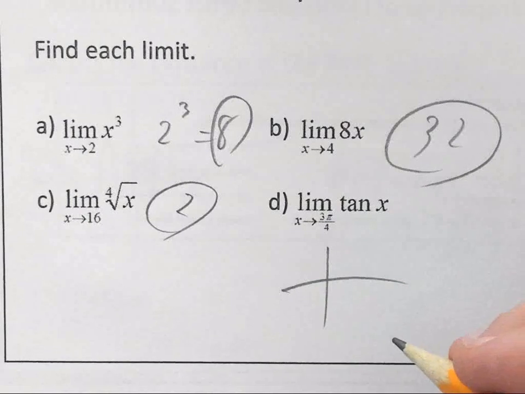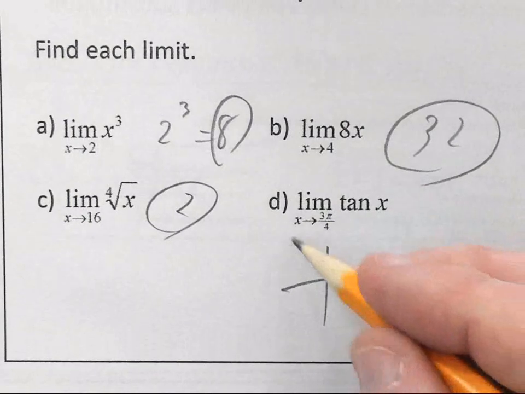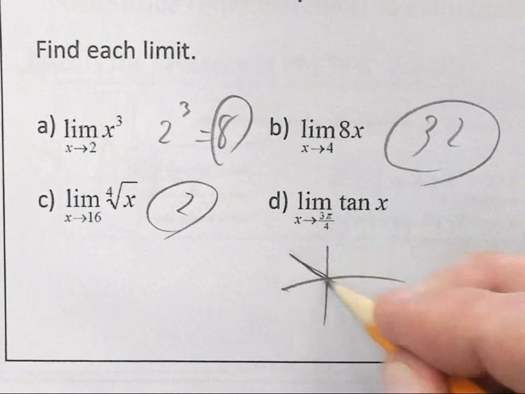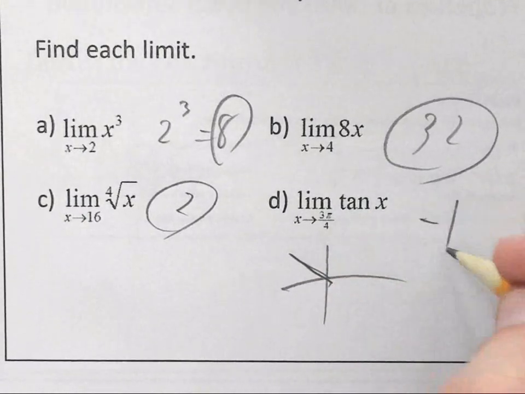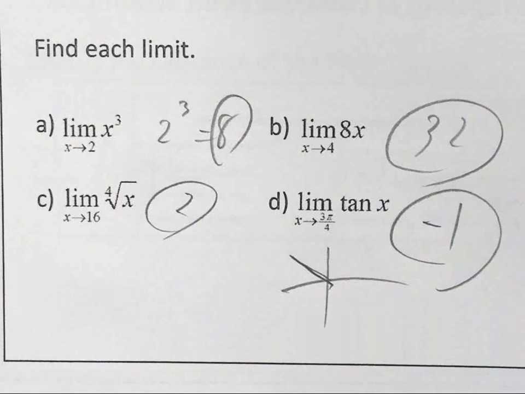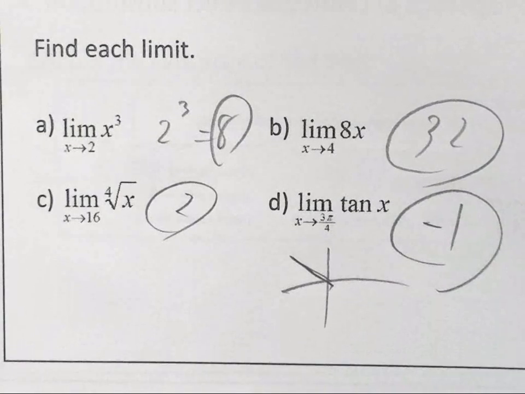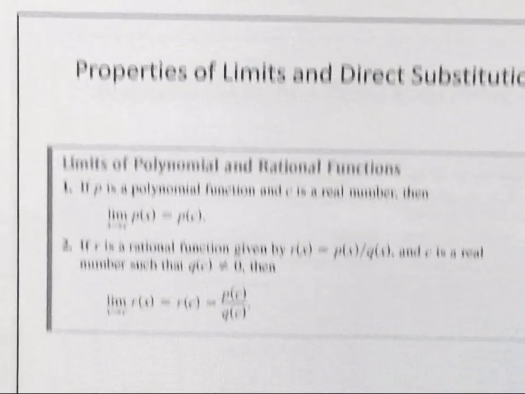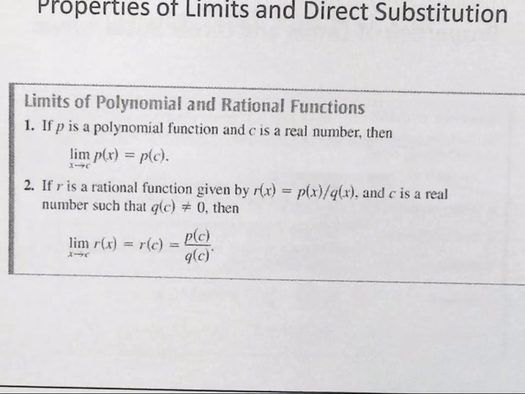Which is, without the calculator, -1. 3 pi over 4 is right here, right? What's tangent there? -1. Easy enough? Okay. Almost done.